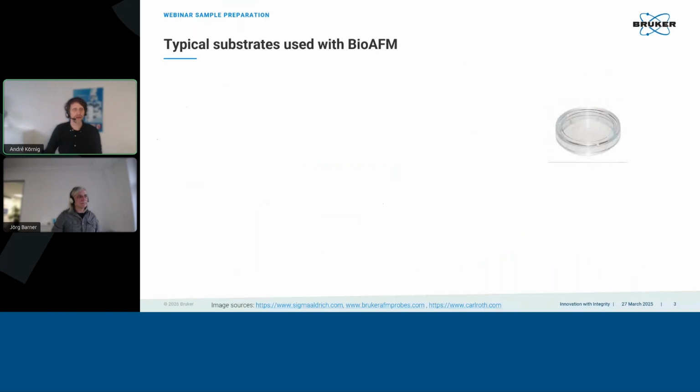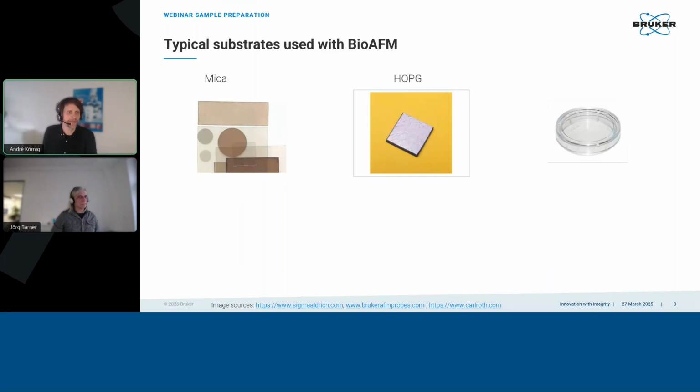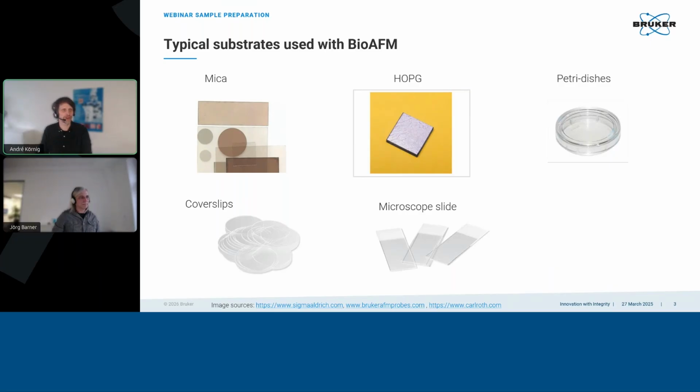But let's talk about typical substrates. Mica is a very much used substrate in the AFM world. Other options are Petri dishes for cells and tissues. Depending on whether you want to combine with higher resolution optics, you often need to use cover slips or simply some microscope slides. These are the most typical ones, and I will show you a bit of the advantages and what you have to think about when you use either substrate or another.